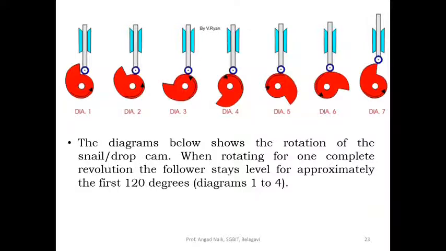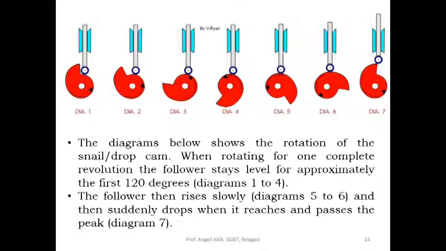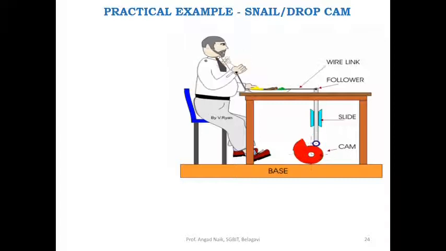We'll see a practical example of snail or drop cam. Now there is a sudden drop of the cam which makes the follower rise gradually and drop suddenly down. The follower is attached to the arm of the toy and this makes the motion from the fork to the mouth. The food is being transmitted.